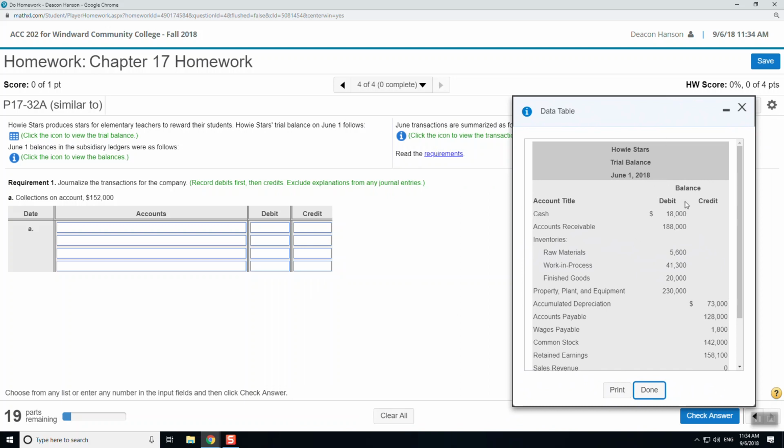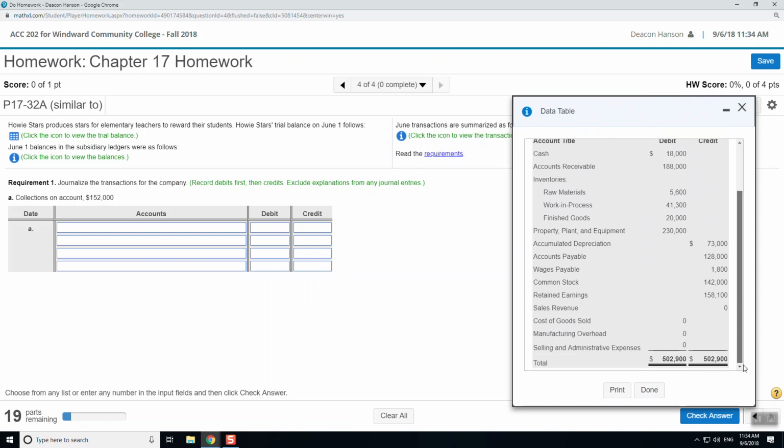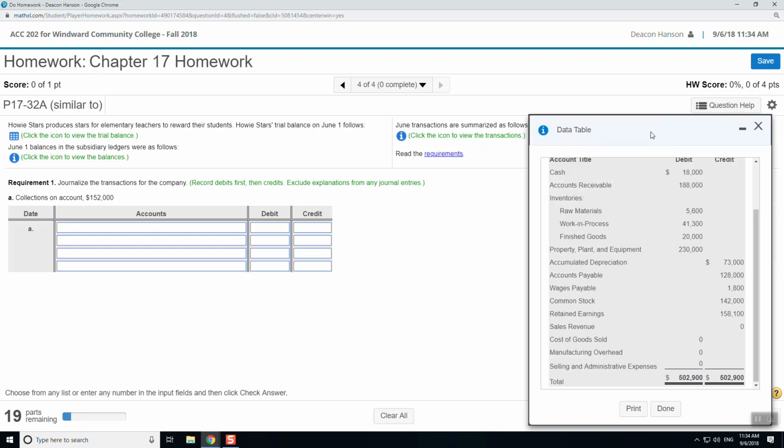It's listing all of the accounts that we have and the balances that are in those accounts at the beginning of June. So it looks like this is still the closed out accounts from May, because I notice my revenues and expenses are zero. So we haven't had any activity in June yet. There are some retained earnings, so that would end up being the beginning retained earnings. Okay, so let's see what they want me to do.